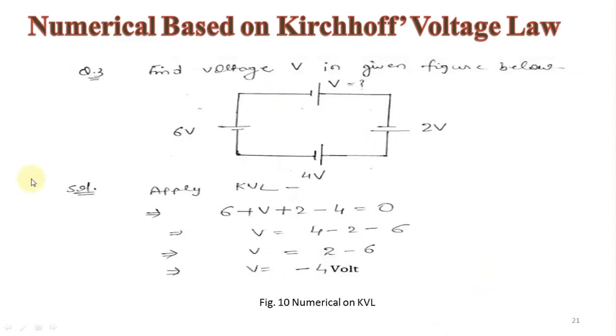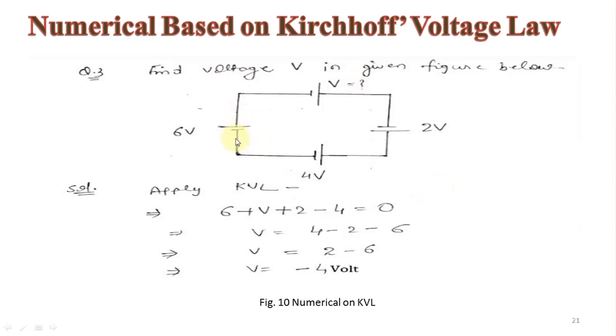Now next numerical, onto this numerical we find out the voltage V of the circuit. We have 6 volt, 4 volt and 2 volt batteries connected in series, and we need to find the voltage V. So by applying Kirchhoff's voltage law to this circuit, we find out the sign convention.